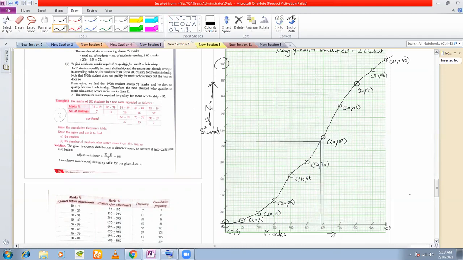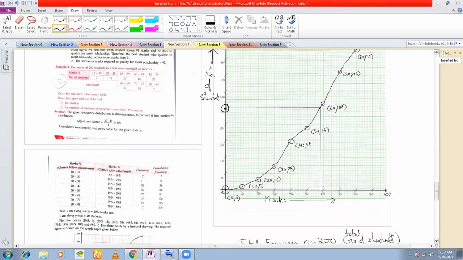Okay. Now the y coordinate, the point on the y-axis which we started with was 100, and the corresponding x coordinate that we are getting here, this should be our median. This is our median marks.